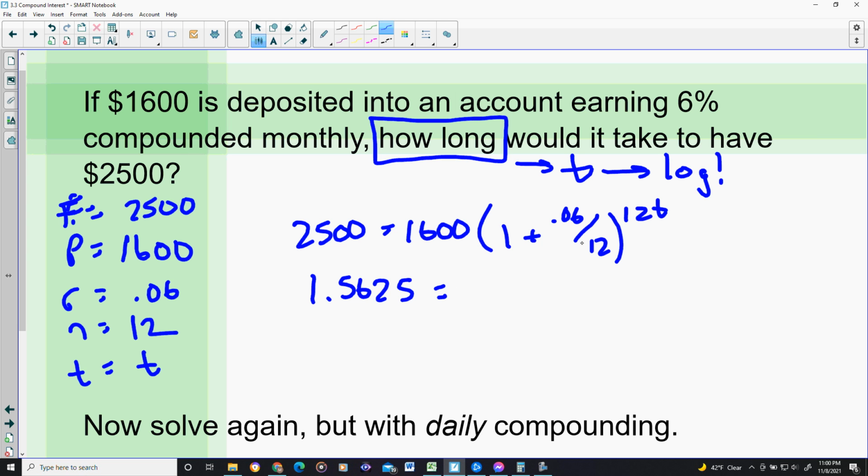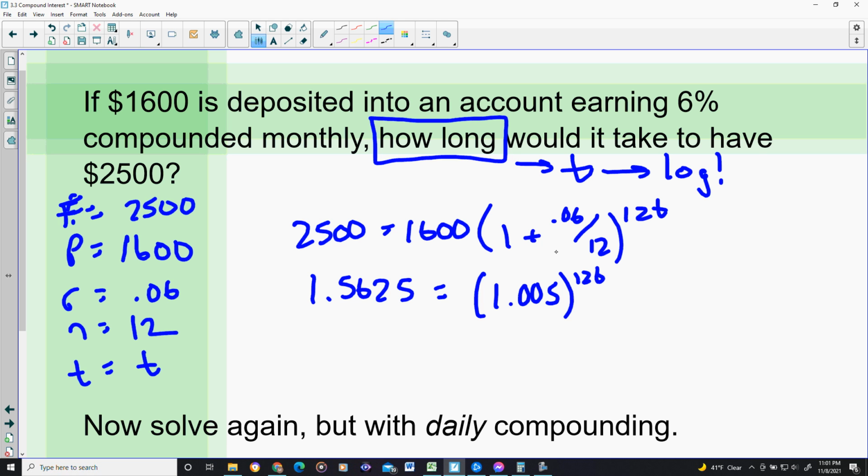Now, let's figure this out. 0.06 divided by 12, well, 60 divided by 12 is 5. So if I were to do this, I'm going to divide by 6 to get 0.01, then by 2 to get 0.005. So 1.005 to the 12t power. Okay. So now what? Again, at this point, we need to get that t out of the exponent. So this is where we use a logarithm.